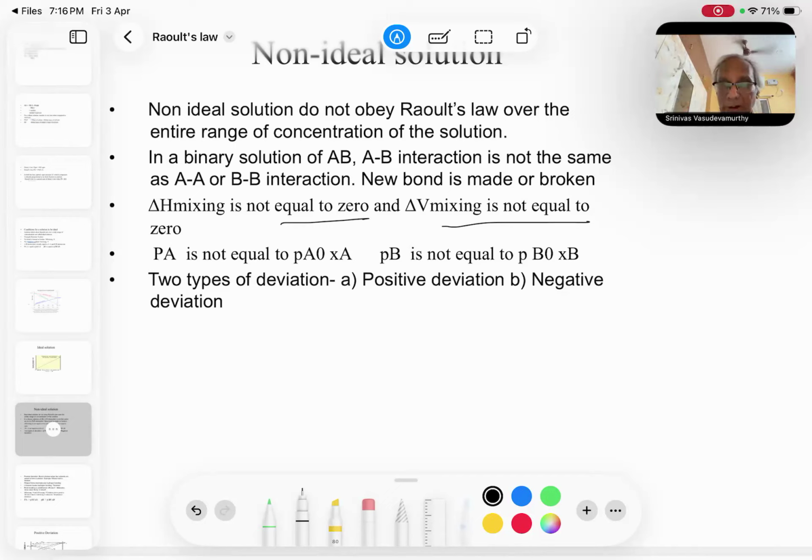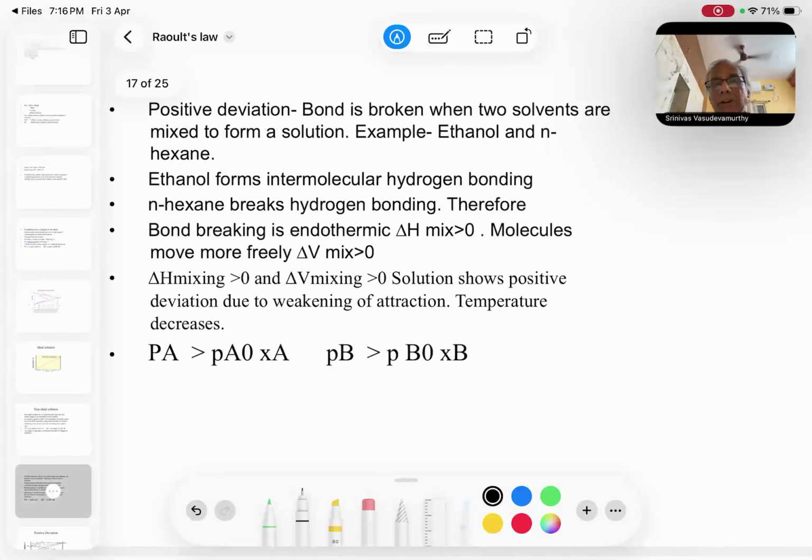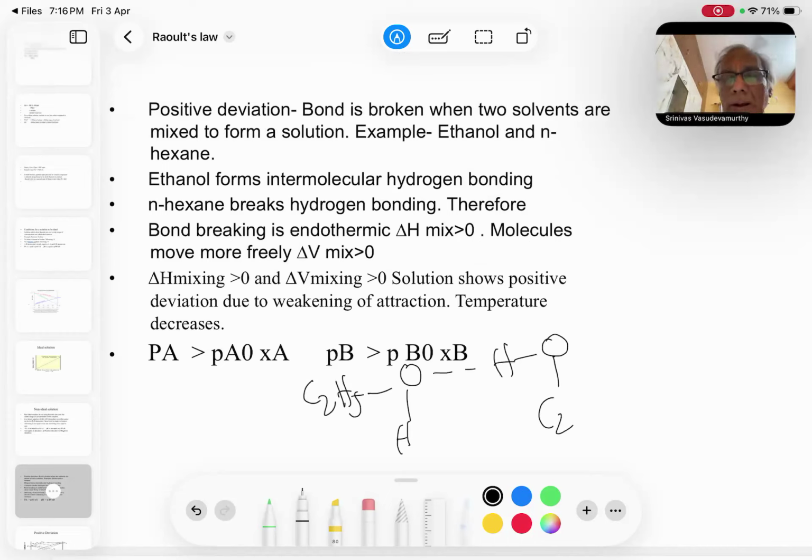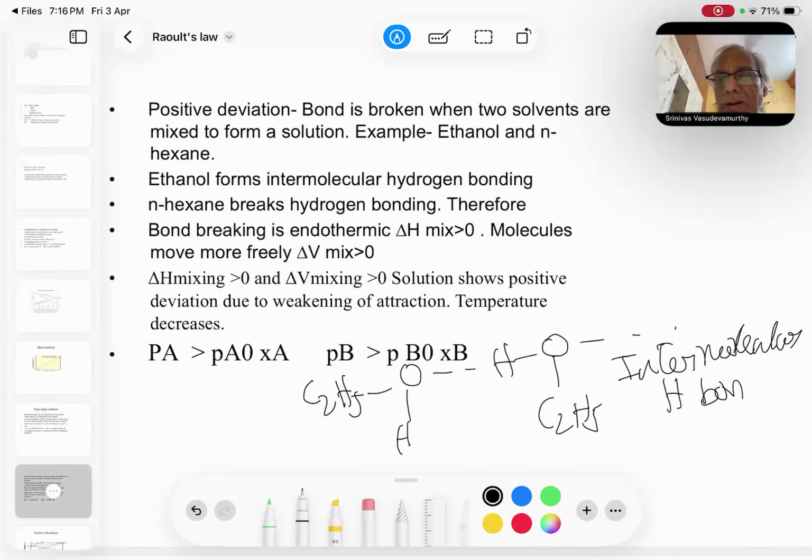Either a hydrogen bond is made or a hydrogen bond is broken here. There are two types of deviation we'll be studying, positive deviation and negative deviation. First, we will see positive deviation. I've taken ethanol, C2H5OH, as a solvent. It forms intermolecular hydrogen bonding. This is one solvent.